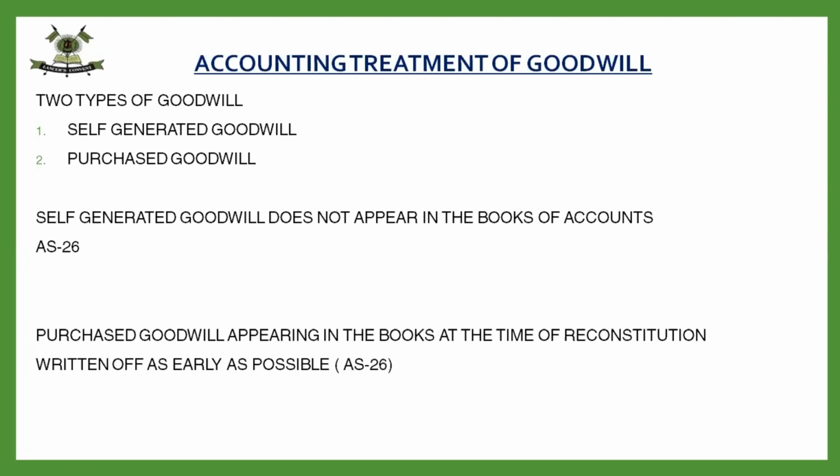The first thing you are going to say is that if there is any goodwill in the balance sheet, that is the purchased goodwill. The firm must have purchased some business a few years back or any time before the date of reconstitution. So they must have purchased the goodwill along with it. I have to write it off first. I don't want this in my new books of account or in the balance sheet after the new partner is admitted.